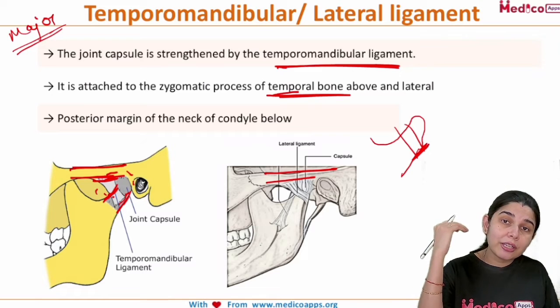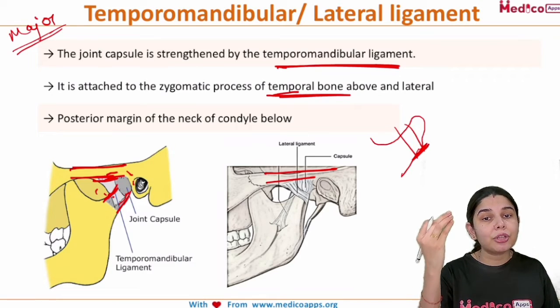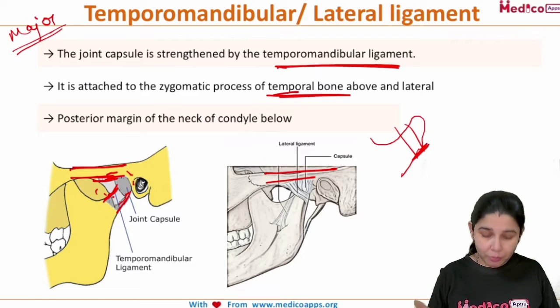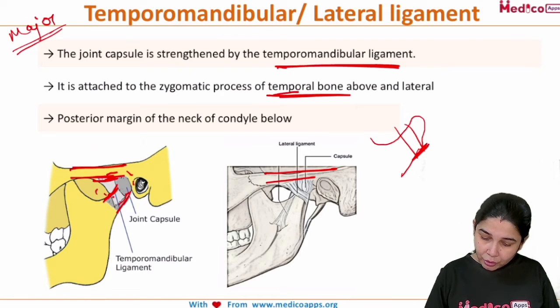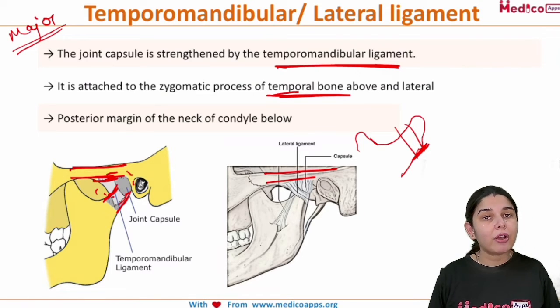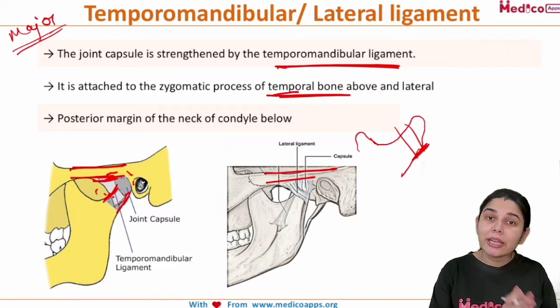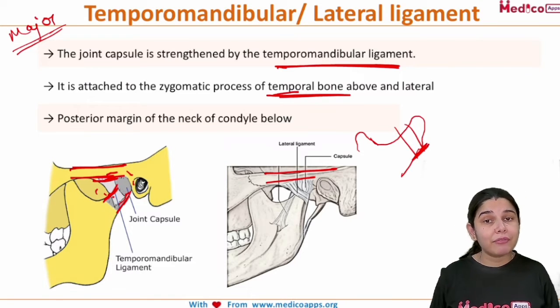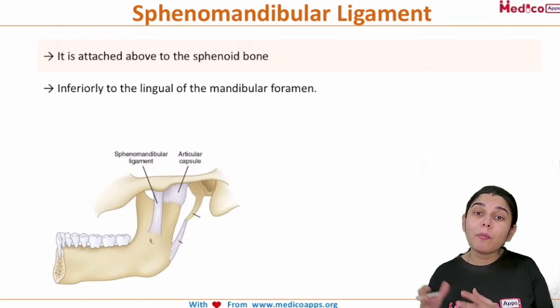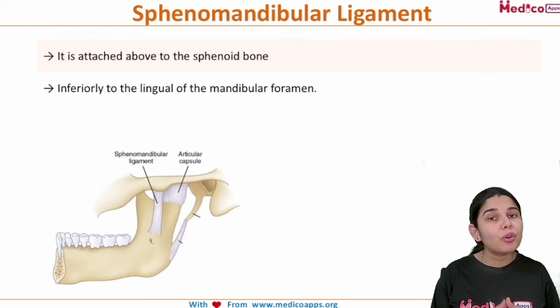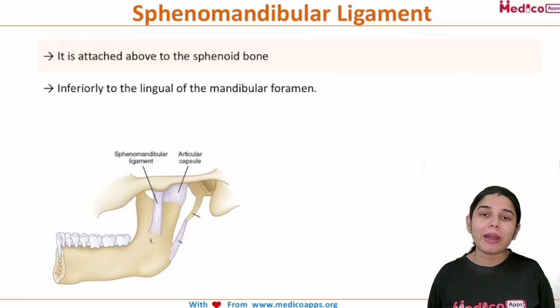I hope you have understood. Above it is attached to the zygomatic process of the temporal bone, as you can see here, and below it is attached to the margins of the neck of the condyle. So this is the major ligament which we have discussed. Now coming to the two minor ligaments, that is the sphenomandibular ligament and the stylomandibular ligament.